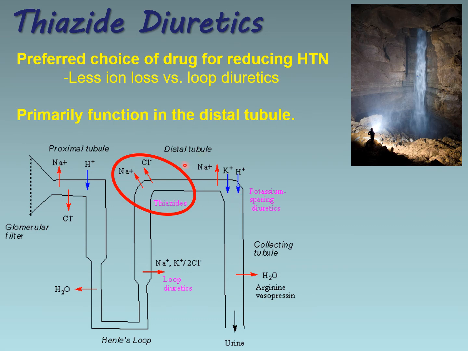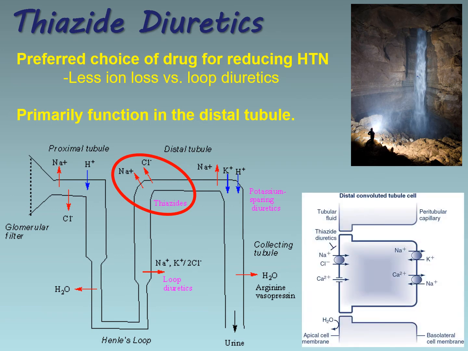Primarily working in the distal tubule at the top of the loop of Henle, right past the macula densa area. So what we're doing here is we're blocking this sodium and chloride co-transporter. If you remember in the loop diuretics, it actually had three things it was carrying. It was carrying sodium and potassium and chloride. This one is just sodium and chloride, and that's one of the reasons why it's a little bit better for potassium than the loop diuretics is. So we're blocking that co-transporter here.